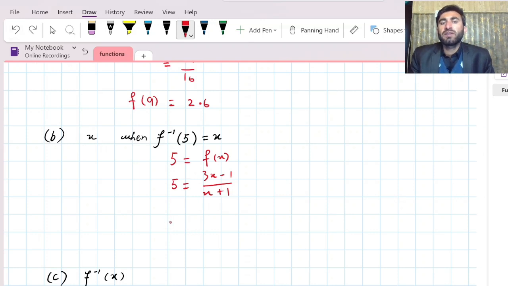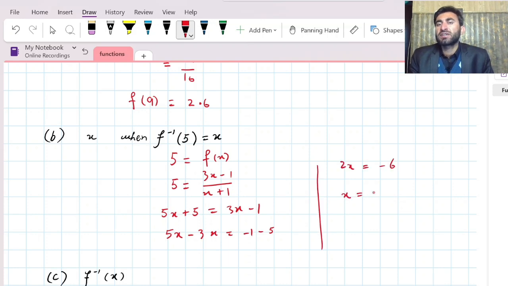So multiply x plus 1 with 5, it will become 5x plus 5 equals 3x minus 1, which is definitely minus 3.